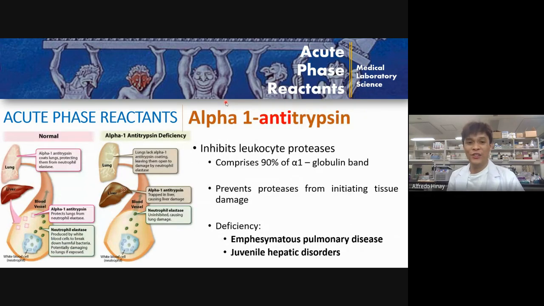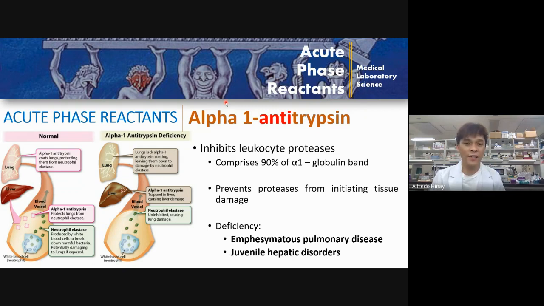Next, we'll proceed to your alpha-1 antitrypsin. This is the most difficult question, class. Your alpha-1 antitrypsin is located in what region? You have albumin, alpha-1, alpha-2, beta, and then you have your gamma. Your alpha-1 antitrypsin is located here.